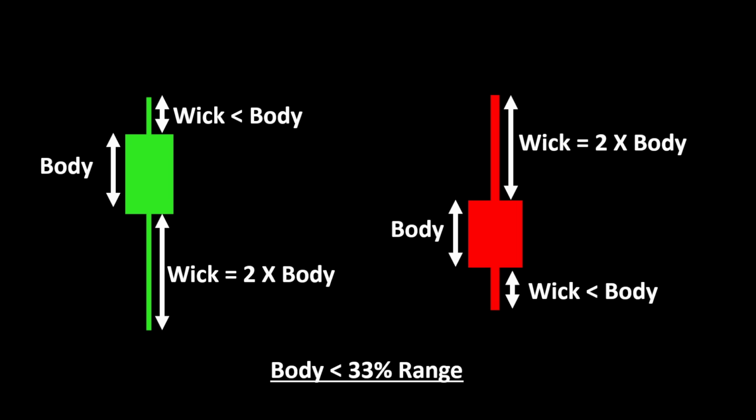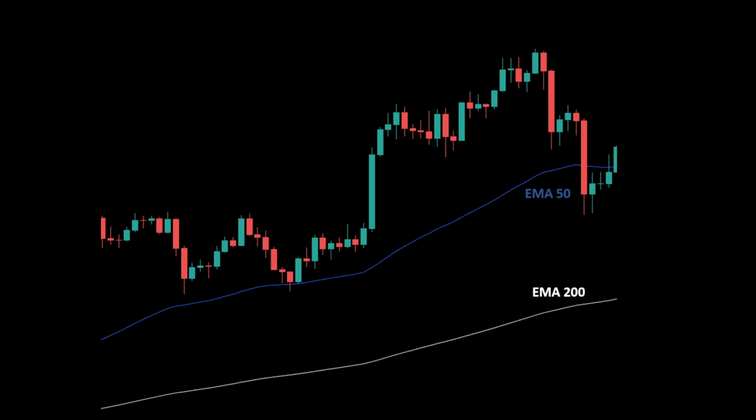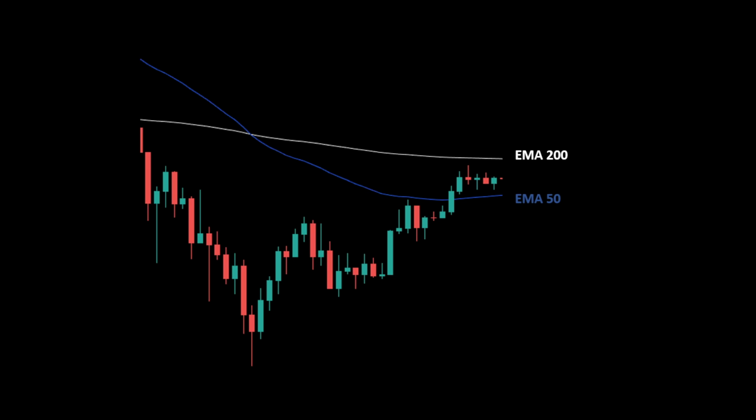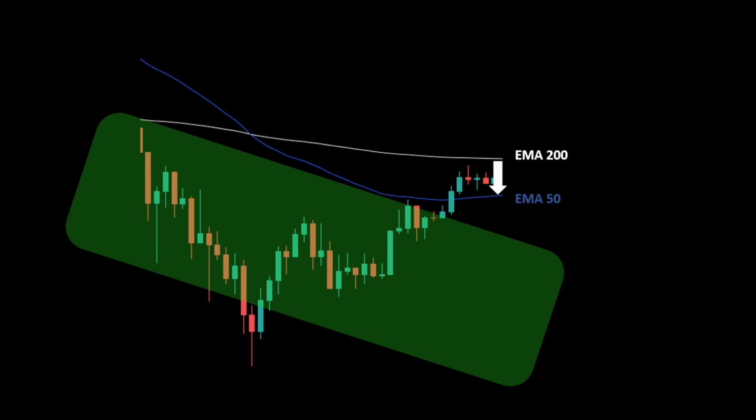A pin bar alone is not enough to trade. It needs to appear within a proper setup or a proper context. Today, I'll filter these candles using a trend filter. I'll be using two exponential moving averages. If the EMA 50, for example, is above the EMA 200, and the price is also closing above the EMA 50, we consider the market to be in an uptrend and we keep only the bullish rejection candles. On the other hand, if the EMA 50 is below the EMA 200 and price is trading below both curves, then we are in a downtrend and we keep bearish rejections.